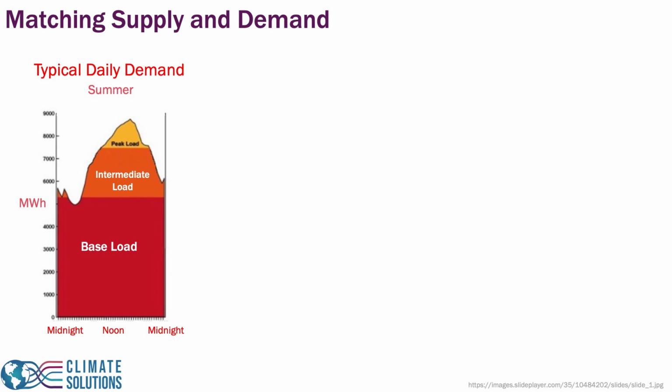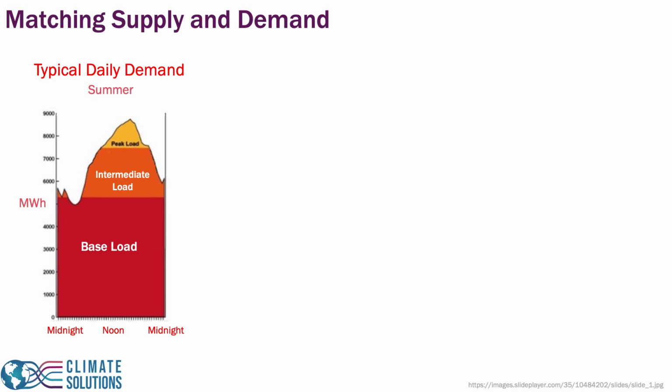And I'm just going to use the word load as synonymous with demand. So your vacuum cleaner is a load. It's demanding electricity. Or your lights are a load. They're demanding electricity. So this is the load or the demand on a typical summer day.